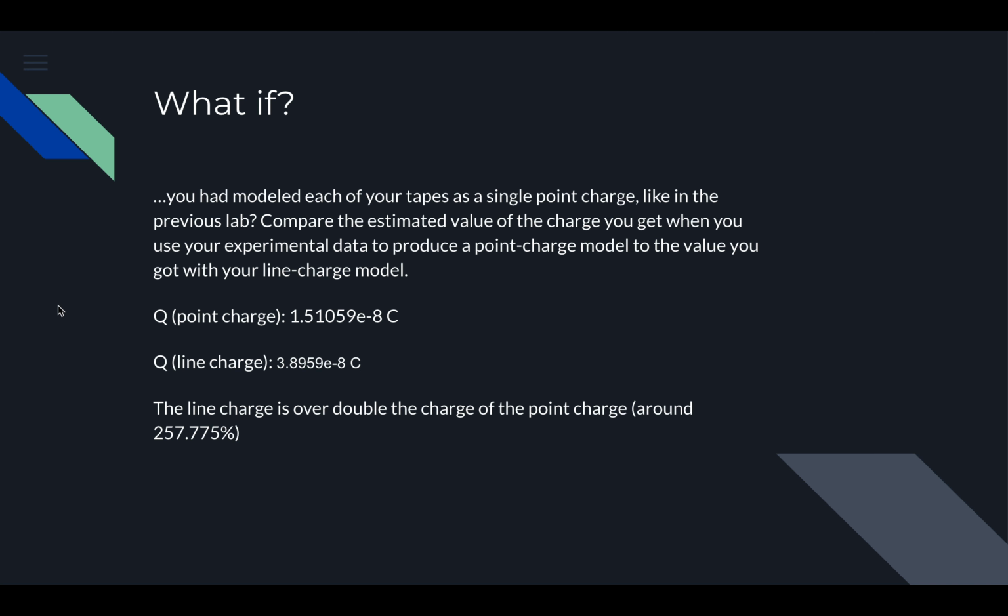What if you had modeled each of these tapes as a single point charge, like in the previous lab, and compared these values to one another? For the original lab, if you had looked at it as a point charge, it would have been around 1.51 times 10 to the negative 8 coulombs for the charge. But in this lab, we found that the estimated charge for the line charge would have been 3.8959 times 10 to the negative 8 coulombs, which is well over double the original charge, being around 257.775% of the original charge.